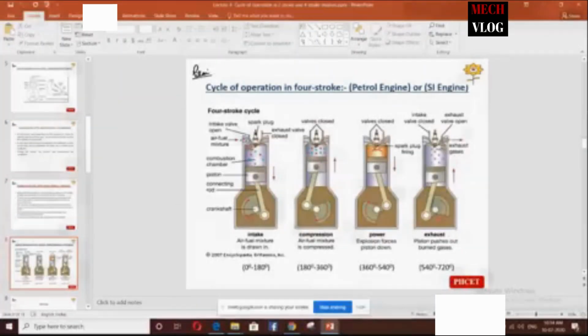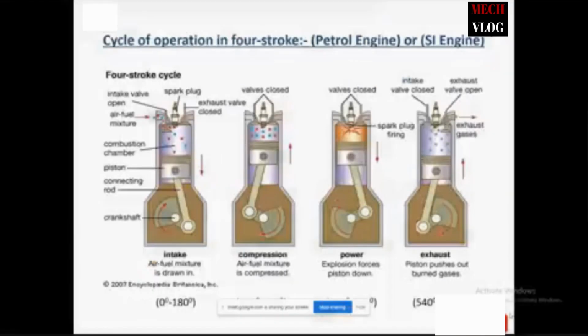Cycle of operation in a four-stroke engine, that is the petrol engine. So who invented this petrol engine? Nicholas August Otto invented this petrol engine, and it works on the principle of the Otto cycle. In a four-stroke engine we have four strokes. One upward movement of the piston from bottom dead center to top dead center is called the first stroke, and again it returns back and moves again. The cycle of operation completes in four strokes of the piston, that is two complete revolutions of the crankshaft.